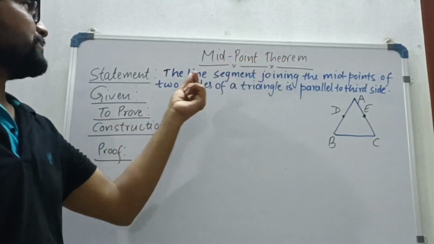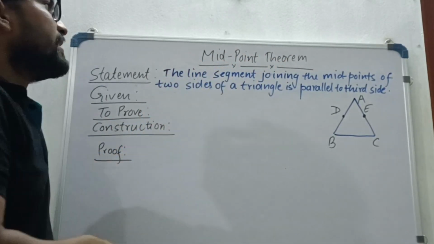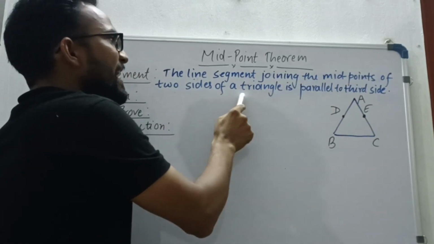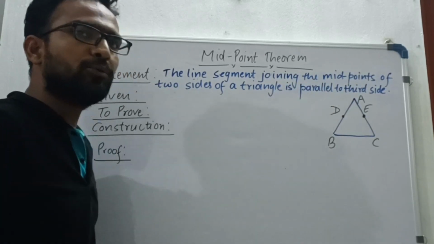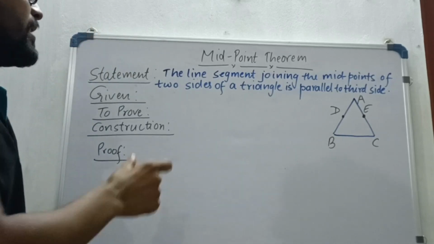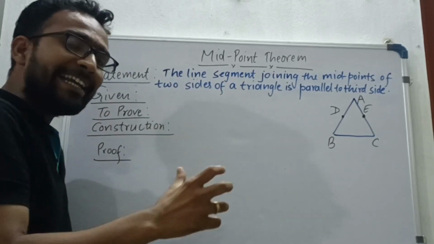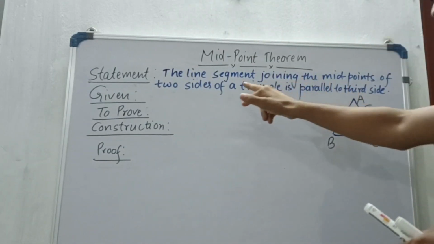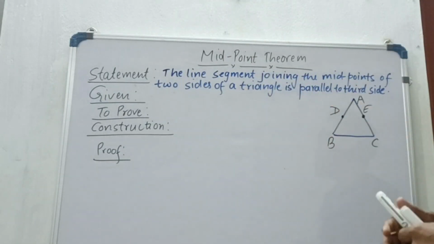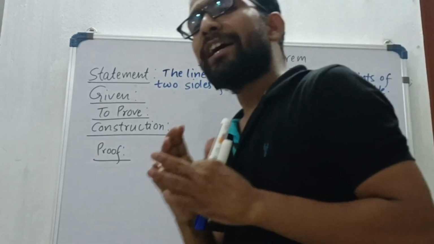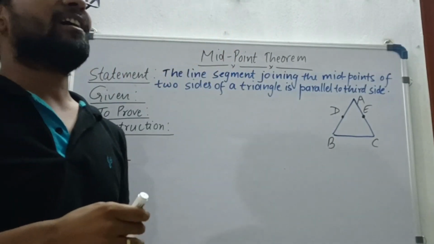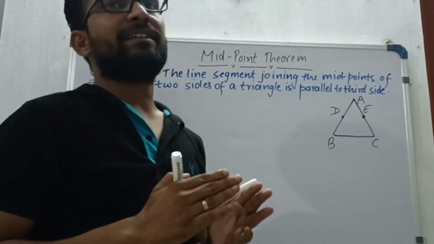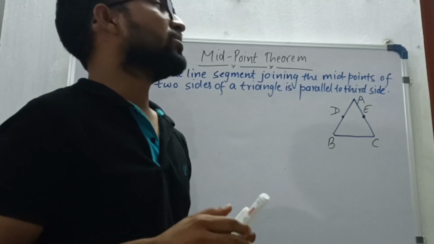What is the midpoint theorem? The line segment joining the midpoints of two sides of a triangle is parallel to the third side. It means if you join the midpoints of any two sides of a triangle, then it will be parallel to the third side.